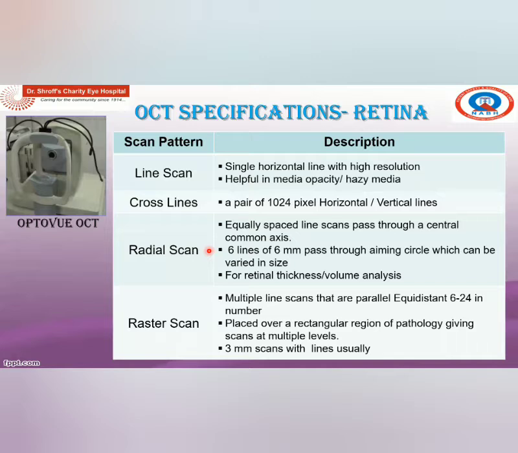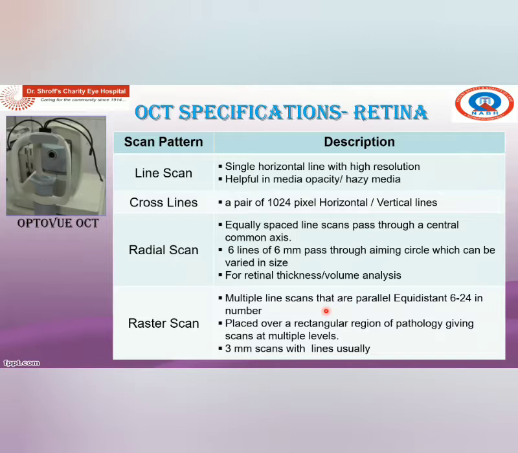Similarly, there are lines equally spaced through a common central axis. Usually we have 6 lines passing through a circle, and this can be used for retinal thickness as well as volume analysis. The next is the radial scan, which is basically a circular scan. We have 6 scans in different directions. This is the center; we have a scan in the vertical direction, one horizontal, one horizontal left. We have a radial scan like this.